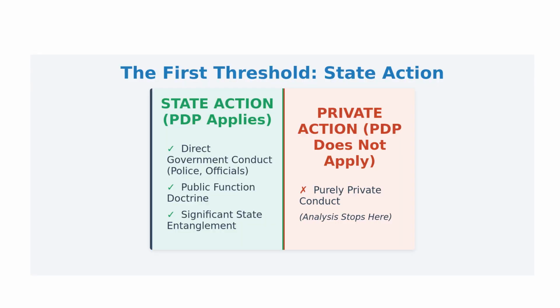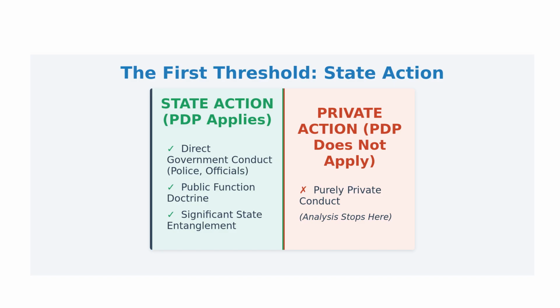We established that procedural due process protects against arbitrary governmental action. However, the Constitution imposes these requirements only when the government itself is the actor. This brings us to the first critical threshold: state action. If the deprivation of life, liberty, or property is purely the result of private conduct, procedural due process protections do not apply. State action is present in obvious scenarios, such as actions taken directly by police officers or state employees. But the concept extends further.